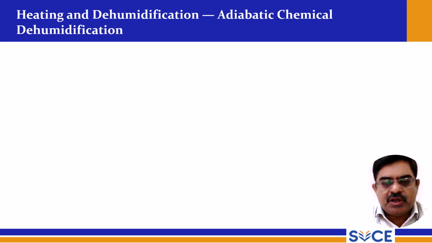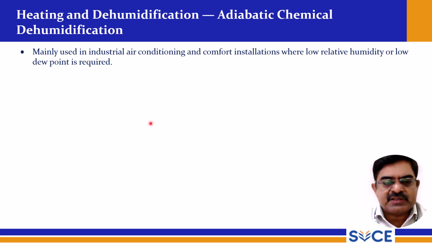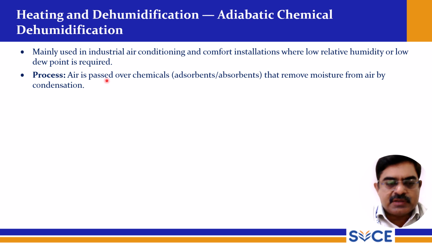Heating and dehumidification is an adiabatic chemical dehumidification process. It is mainly used in industrial air conditioning and comfort installations where a low relative humidity or low dew point is required. In this process, air is passed over chemicals. Those can be absorbents or adsorbents, which remove moisture from the air by a condensation process.